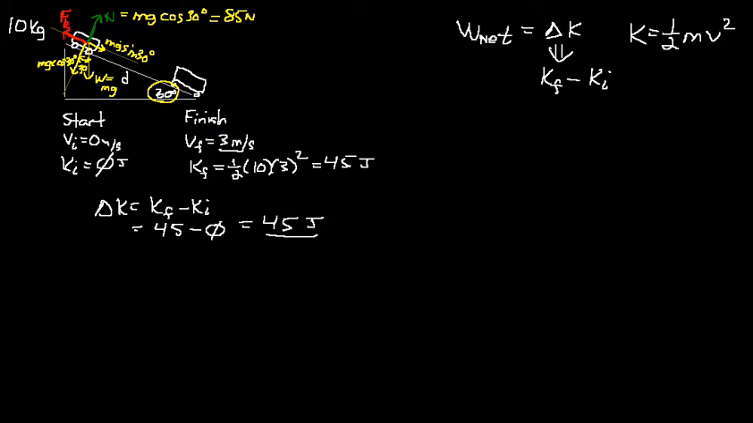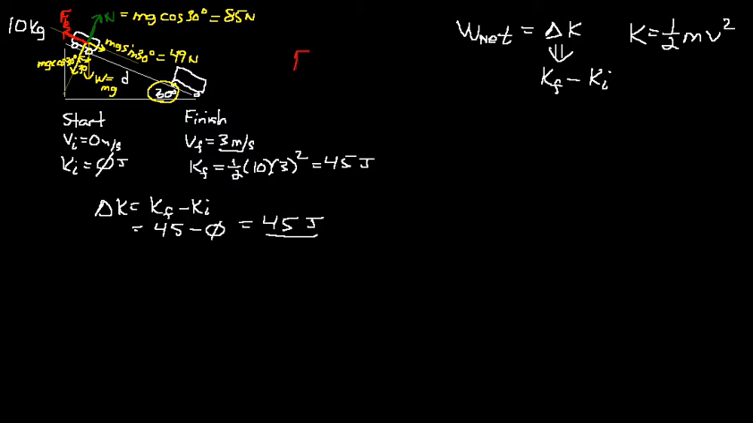Now, mg sine 30, mg again is the weight, mass 10 times 9.8 is 98. 98 times the sine of 30 is 49. So that's 49 newtons. Now what about the force of friction? We used to do that in red, so let's put it here.